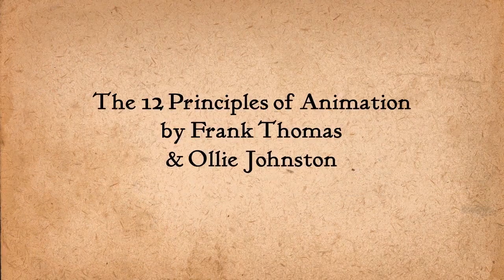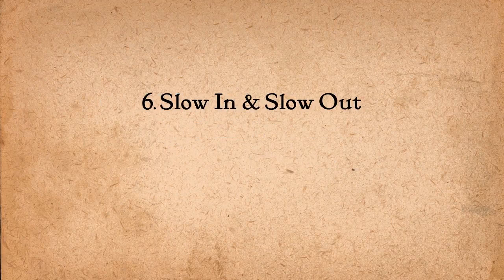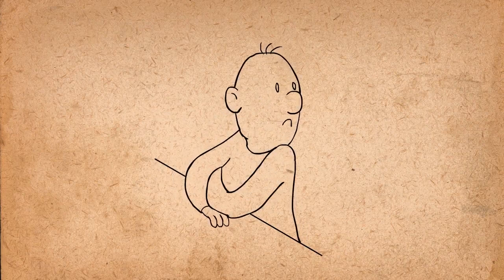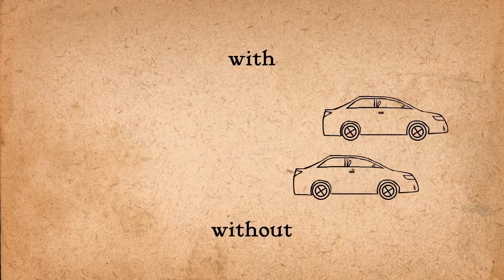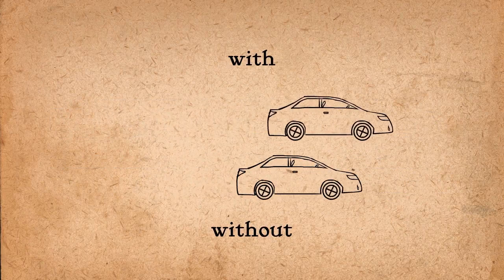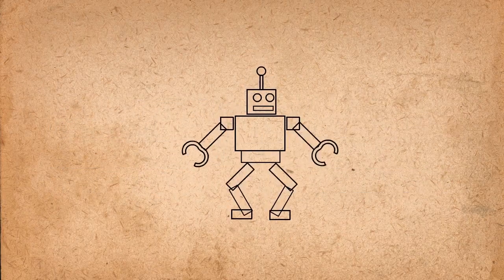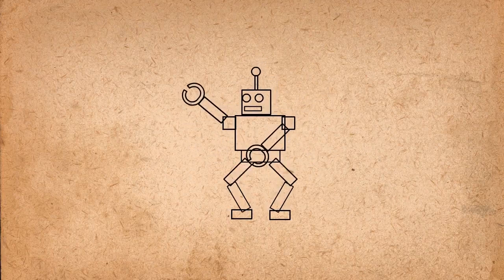Alright, so the next principle is called slow in and slow out. This principle refers to the way pretty much all movement starts slowly, builds speed, and finishes slowly. This is one of the most important principles to achieving lifelike motion. Without slow in and slow out, things feel mechanical. That's because robots are one of the only things that actually move their parts at a constant speed.